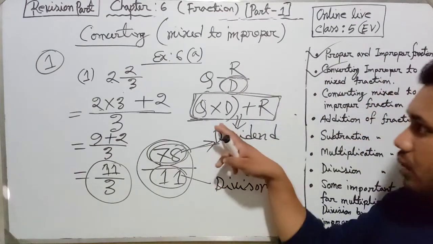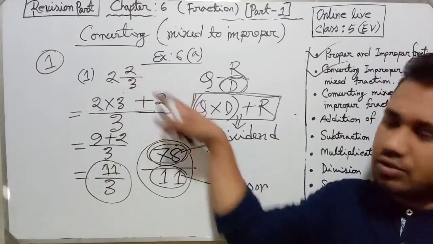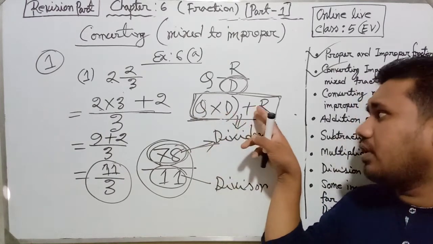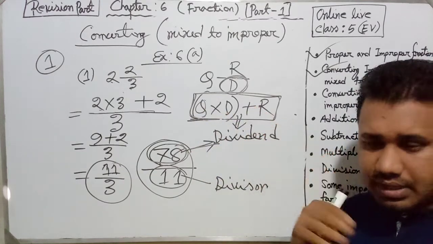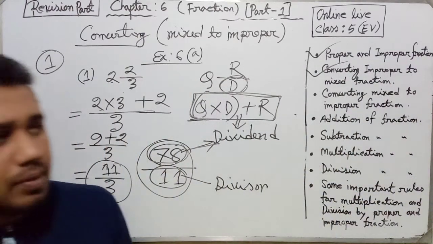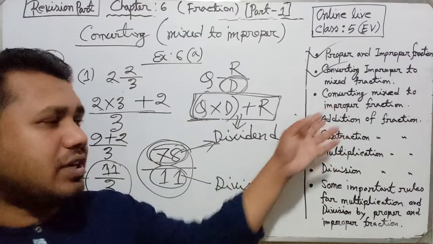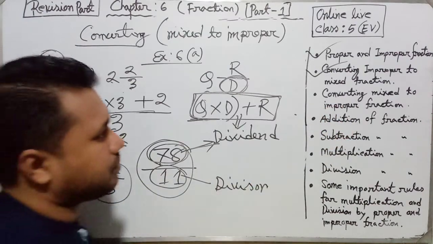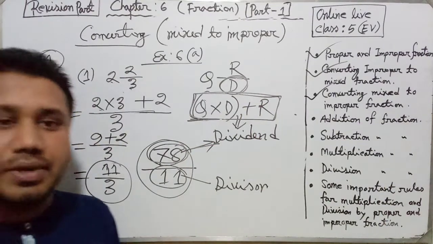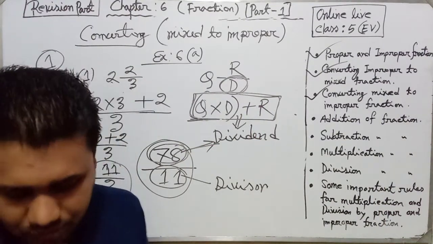Very simple. Why do we write 2 into 3 plus 2? Because this is the formula of dividend: quotient into divisor plus remainder. Clear, dear students? So by applying this process, you will be able to solve any maths from mixed fraction to improper fraction. Now, dear students, we will go to the addition and subtraction. They are both patterns, addition and subtraction.